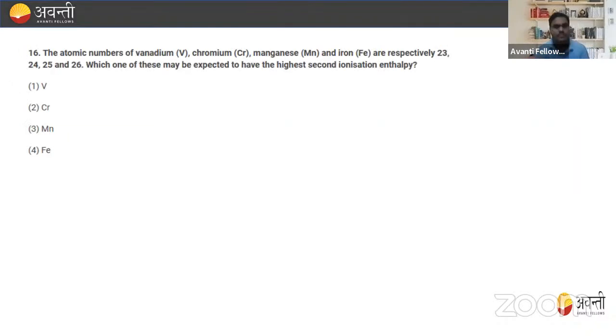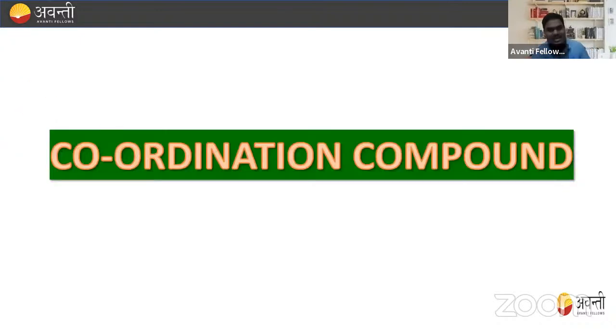Now, the atomic numbers of vanadium, chromium, manganese, and Fe are respectively 23, 24, 25, and 26. Which one of these may be expected to have the highest second ionization enthalpy? We already discussed this, that the second ionization enthalpy is greater for chromium, right? So chromium has the highest second ionization enthalpy.